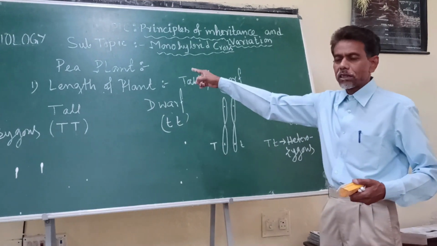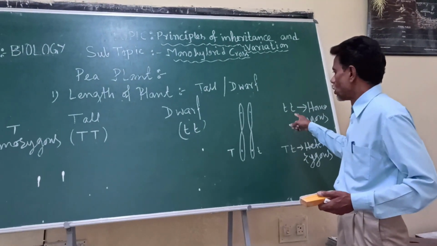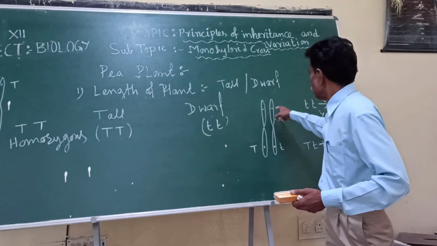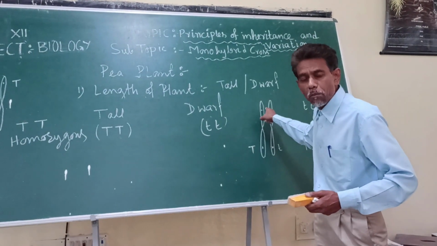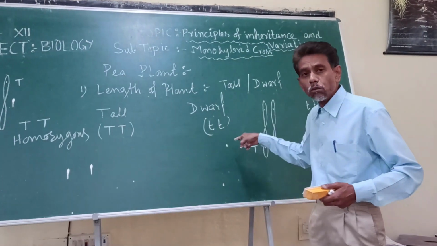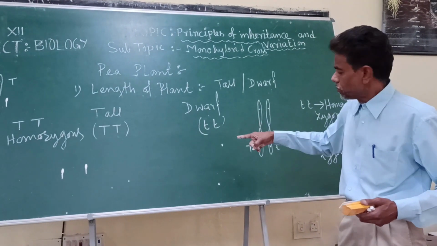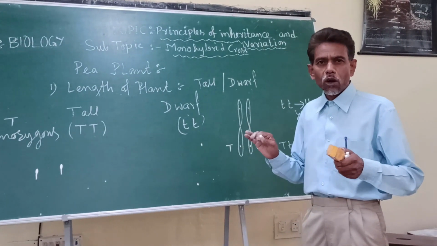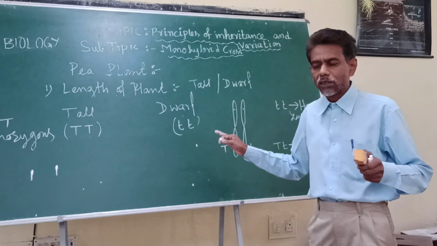Before we discuss the cross, we have discussed what is homozygous, what is heterozygous, and what is the locus position, the same position in the homologous pair of chromosomes. Why two chromosomes? Because of the diploid organism. So this terminology you shall have to know before we discuss anything.